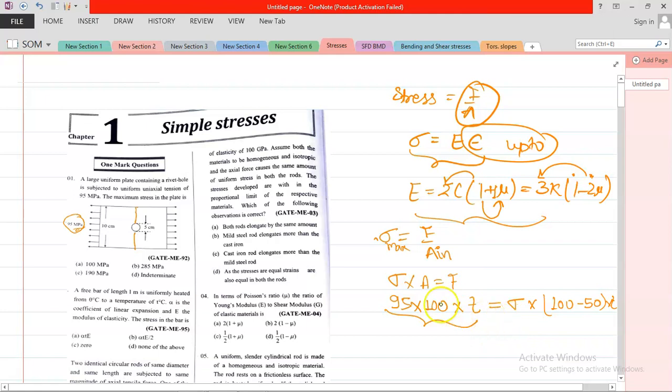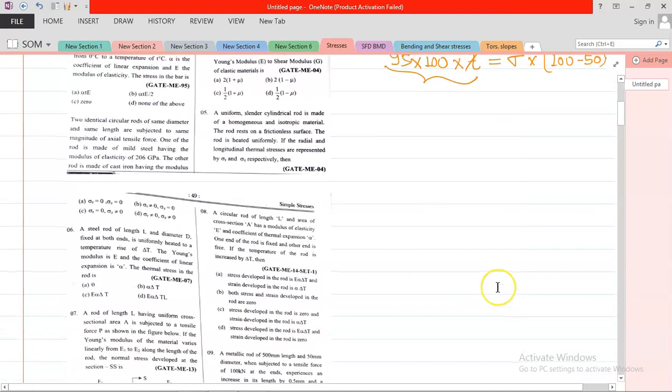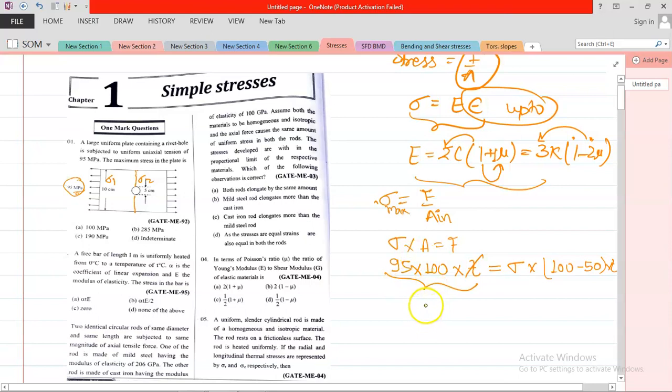Now the force is equal to stress, sigma into area. Here sigma is sigma 1, suppose here sigma is sigma 2. Now force is constant along the plate, so we just equate the two terms and we get the value of your sigma here, the maximum stress, sigma m. That value is 95 into 100 divided by 50, that is 190 megapascal. So your correct answer is 190 megapascal, answer C.